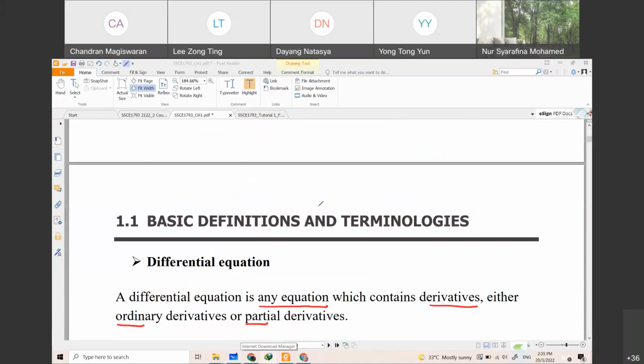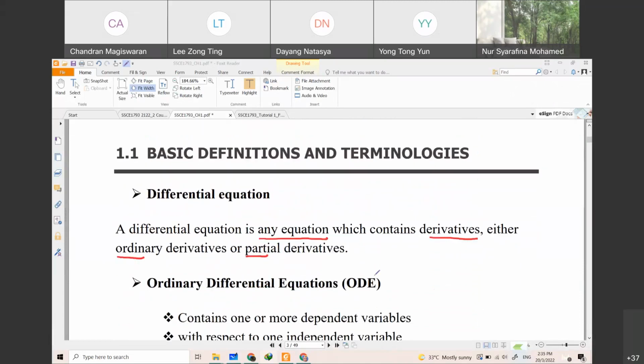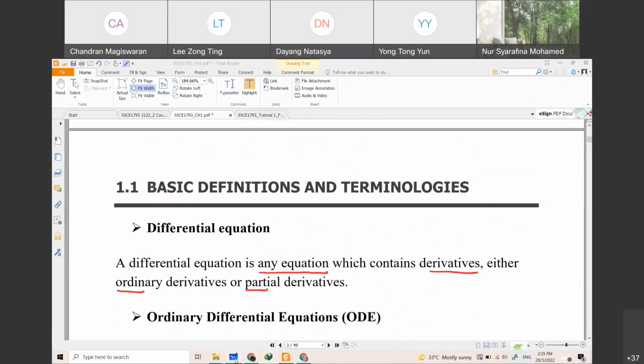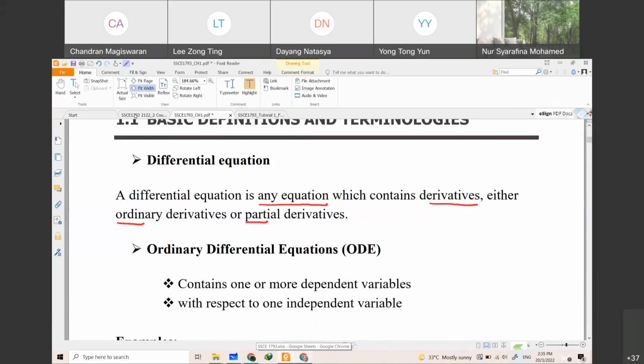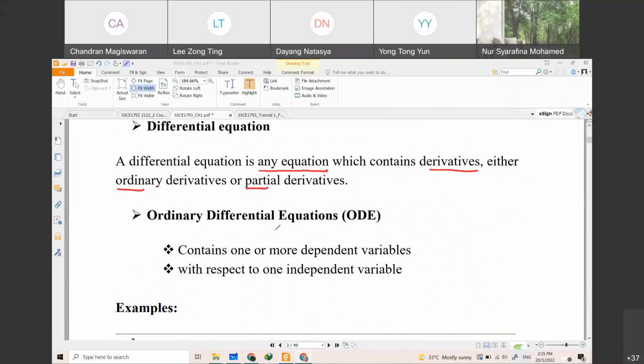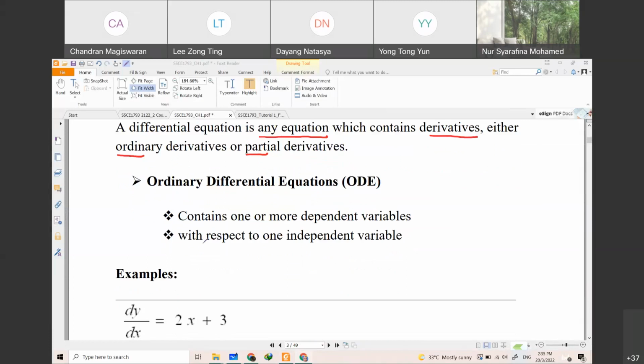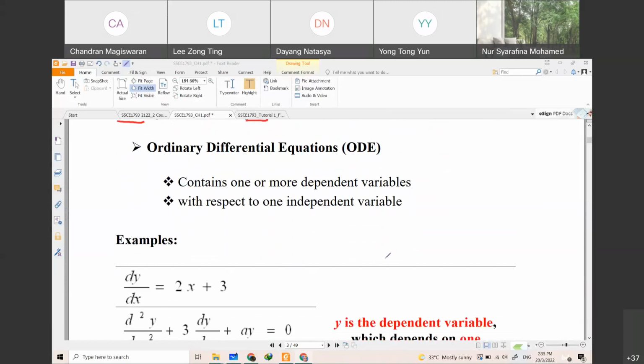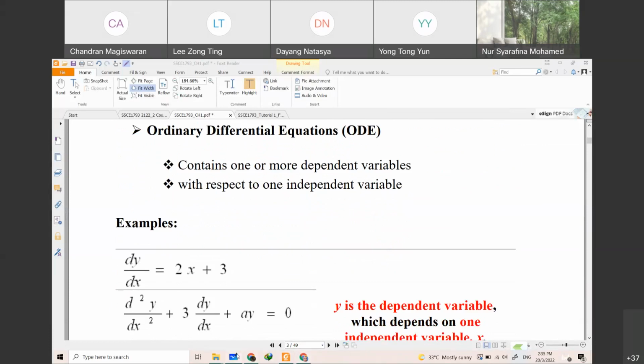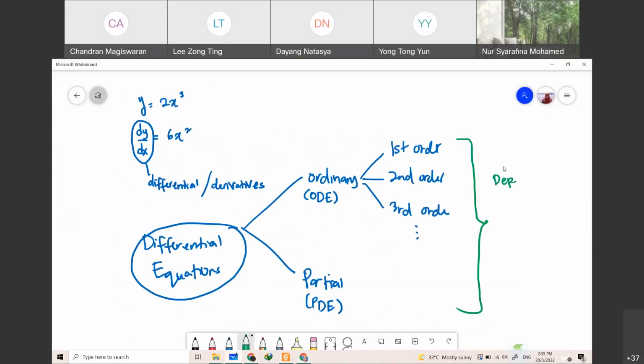So now all of you know what a differential equation is. It's just an equation which contains a derivative, or which contains a differential. There are two types, like I mentioned, ordinary and partial. Now what is ordinary? Ordinary contains one or more dependent variables with respect to one independent variable. So now you have to know what the dependent variable is and what the independent variable is.